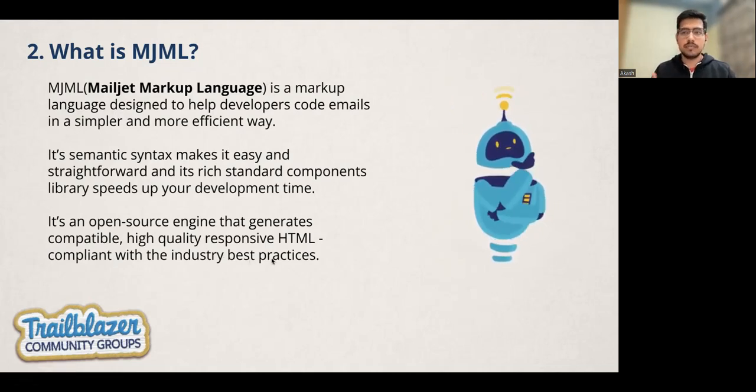So say, for example, if tomorrow there are any new changes in the industry, the MJML team will make sure that they are adding that part of the code within their engine. So they take care of that for you so that you don't have to spend your time looking into those changes, which is obviously time consuming.